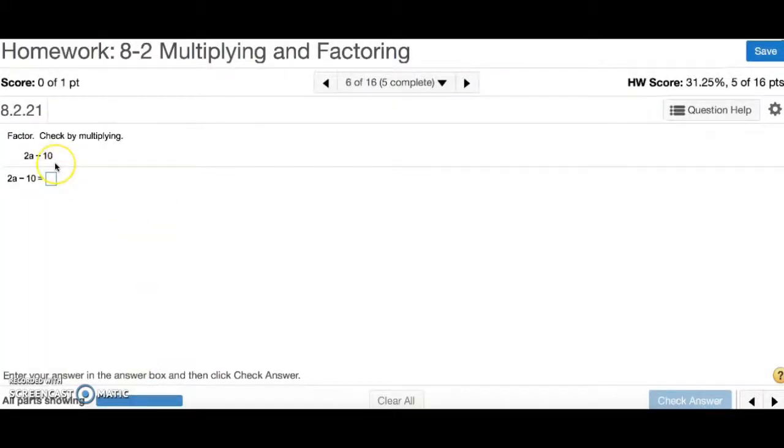Number 6, it says factor, so let's take a look at it. So the first step is to see if we have any GCFs. So we look at 2 and the negative 10. Now the largest number that can be divided into both of them is 2. You could divide both 2 and negative 10 by 2. Dividing 2a by 2, I just get a left. Dividing negative 10 by 2, I get negative 5. So my answer would be 2, parentheses, a minus 5.